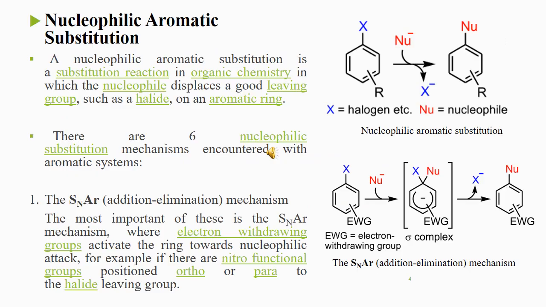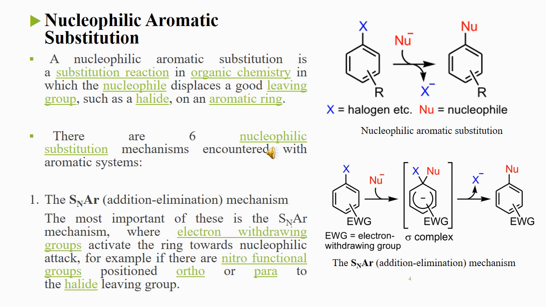Nucleophilic aromatic substitution. What is nucleophilic aromatic substitution? Students, a nucleophilic aromatic substitution is a substitution reaction in organic chemistry in which the nucleophile displaces a good leaving group, such as a halide, on an aromatic ring. There are two conditions. First, the nucleophile must come and displace the leaving group, but it should be a good leaving group.